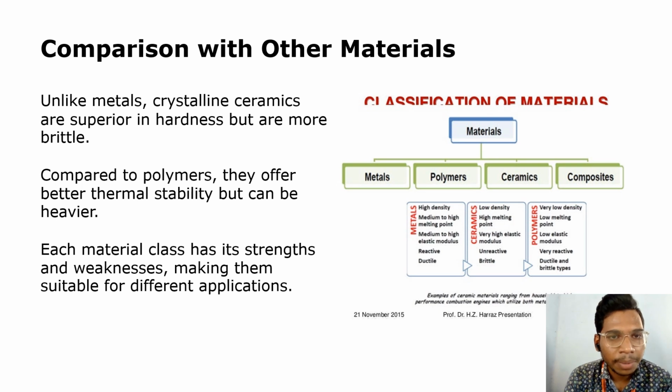Comparison with other materials. Unlike metals, crystalline ceramics are superior in hardness but are more brittle. Compared to polymers, they offer better thermal stability. Each material has its strengths and weaknesses, making them suitable for different applications. Classification of materials: these are divided into four: metals, polymers, ceramics, and composites.